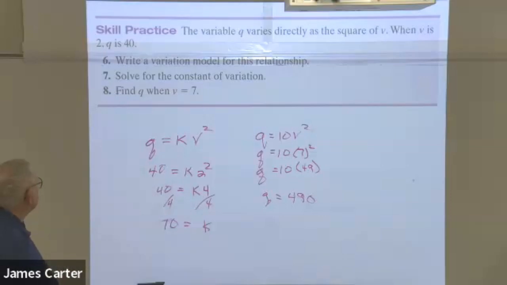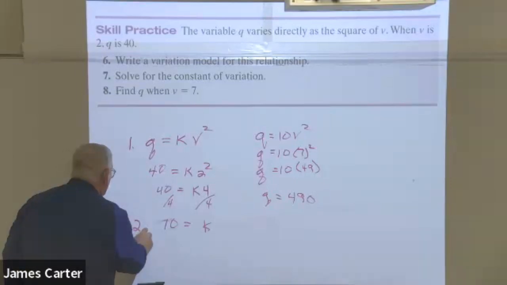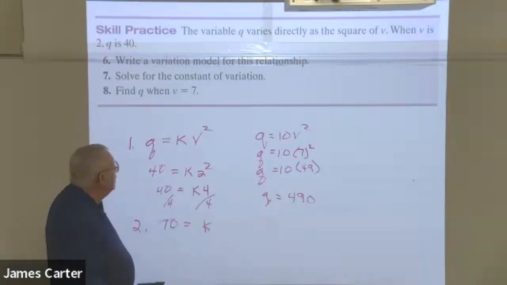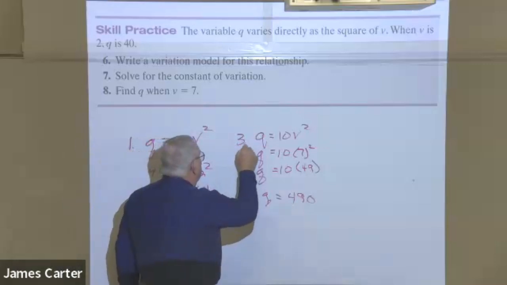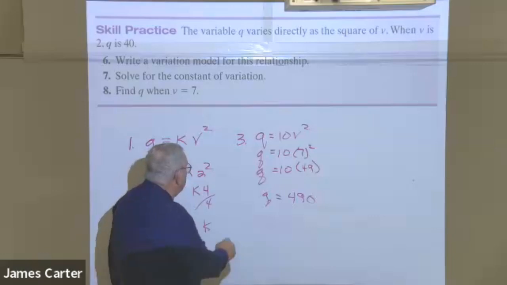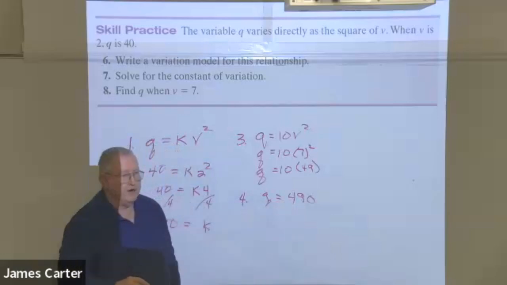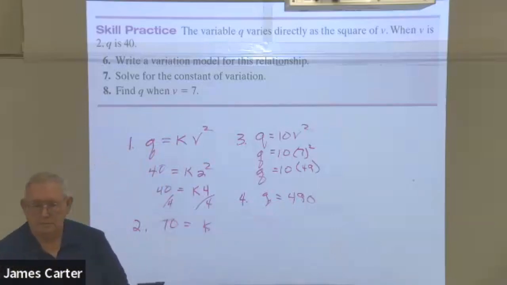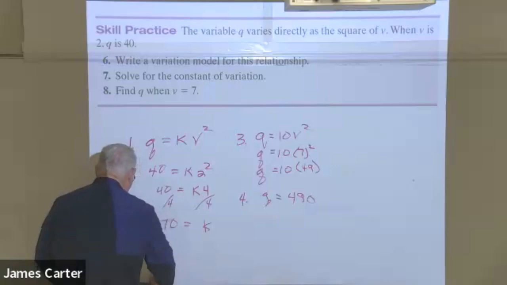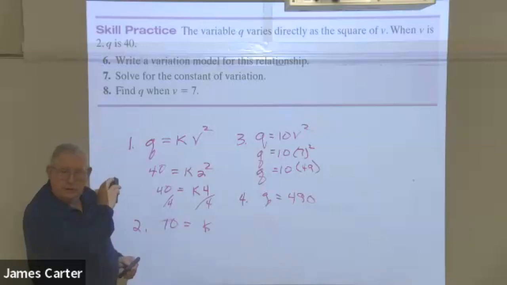So that's all the steps. What did we do? First, we wrote the general equation. Then we solved for K. We wrote the equation of variation. And then we solved for a new variable. So that's the total process on this thing. Anyone not ready for me to erase yet?